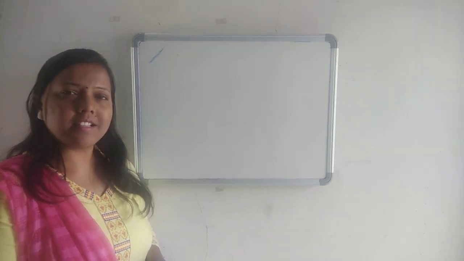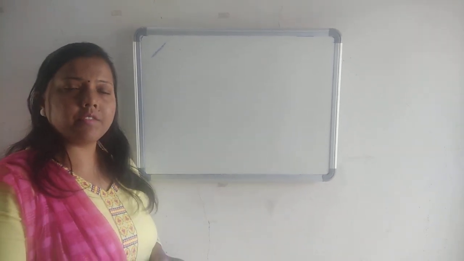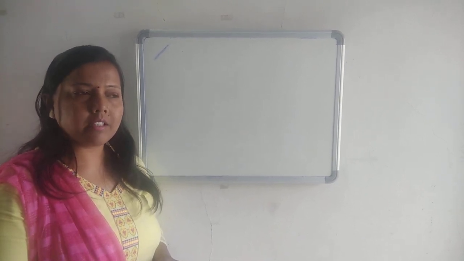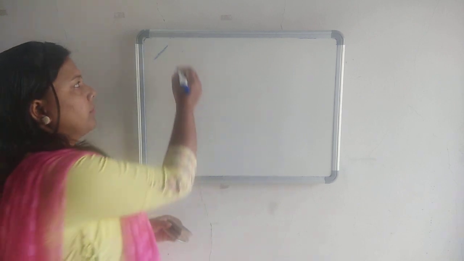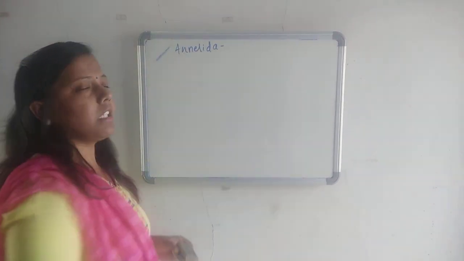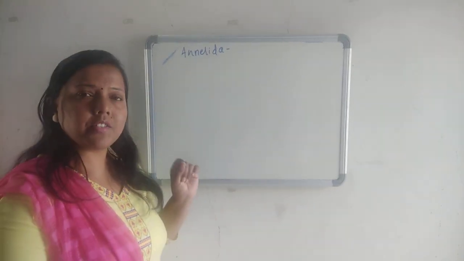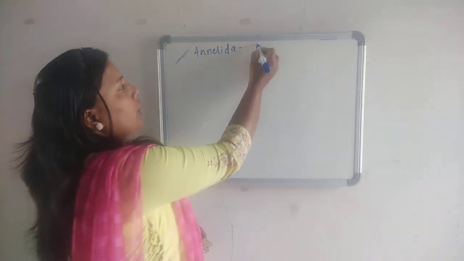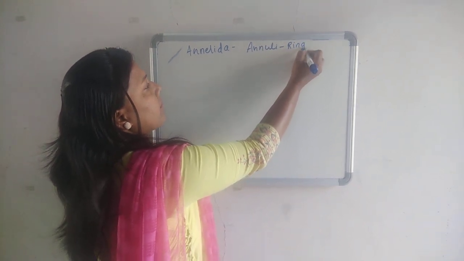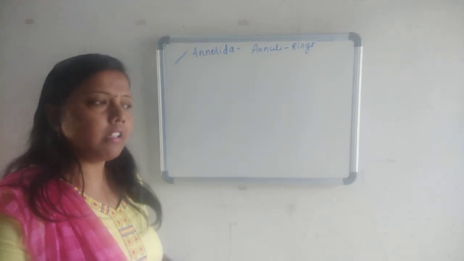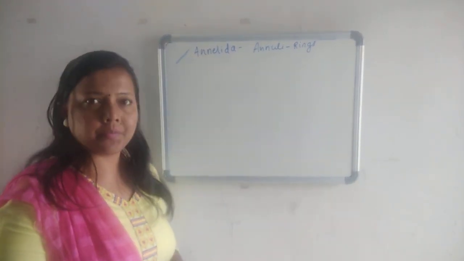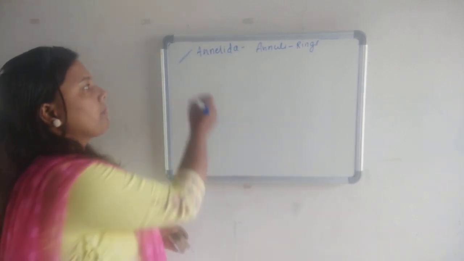Hello friends, in our last lecture we discussed the classification of kingdom Animalia, and in today's lecture we will discuss the characteristics of phylum Annelida. See, the name of phylum Annelida itself suggests its meaning, because annuli means ring-like structures. So the animals which have ring-like structures on their body are classified under the phylum Annelida. Now we'll study their characteristics.